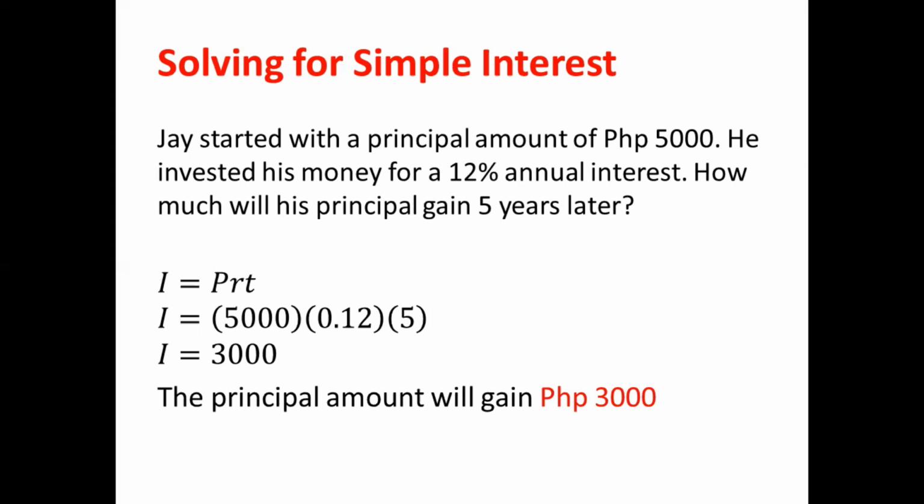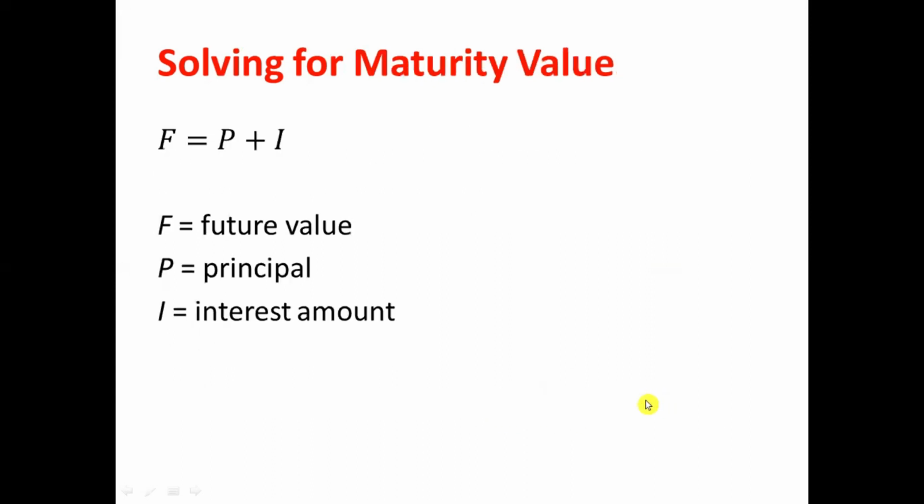So the principal amount that J will gain 5 years later with his 5,000 is 3,000 pesos. Now take note guys that 3,000 is not the future value pa of 5,000. It won't decrease. It's just that this 3,000 is what we will add to the 5,000 5 years later. Now, para mas malinaw, we will now be solving for the maturity value.